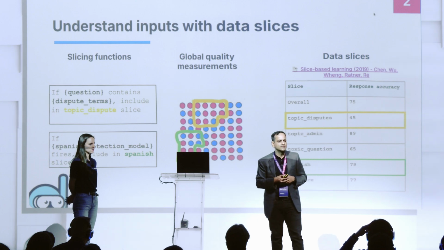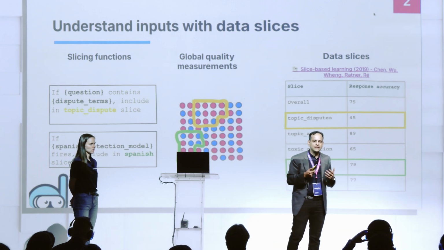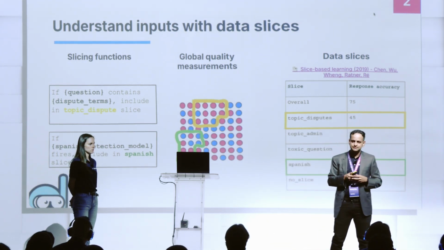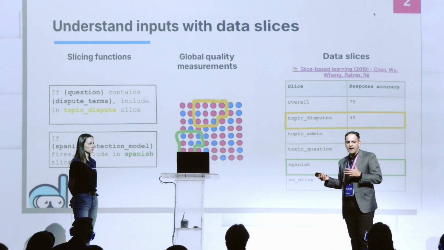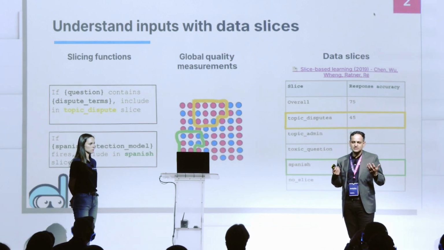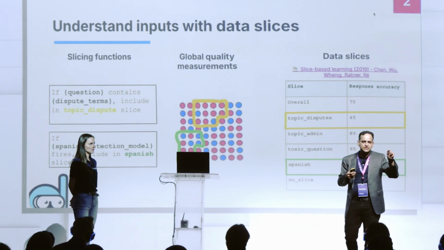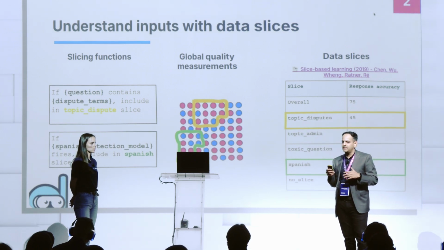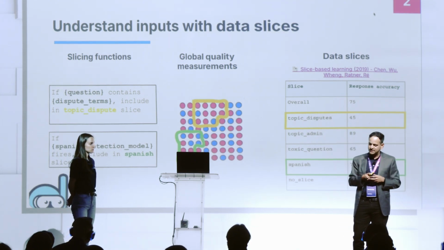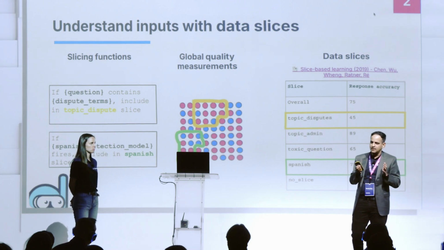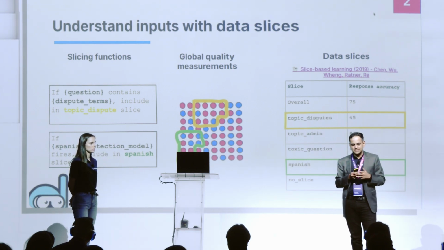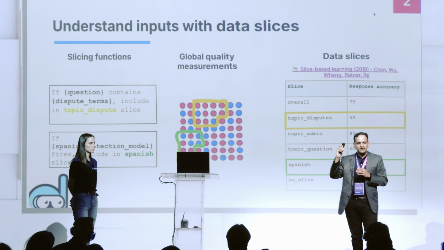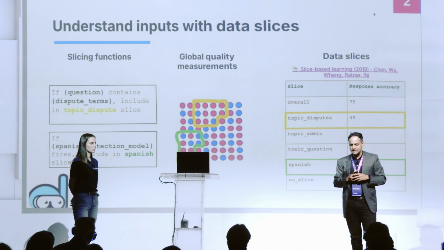So how is it done in the product today? In the product, we let you write what are called slicing functions. These could be either programmatic or manual, where for manual slices you literally associate a data point to a slice. A programmatic slice could be either a simple Python function or could be model-based. And now you can start grouping your data into interesting subsets, and you can then get metrics per subset for these slices.